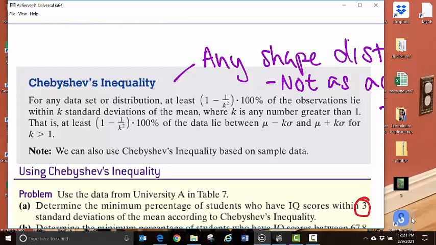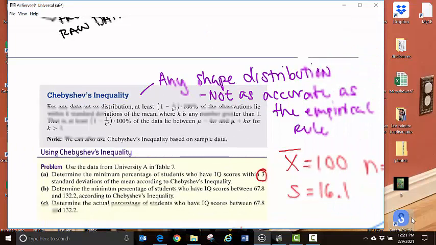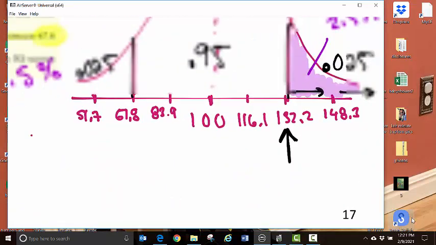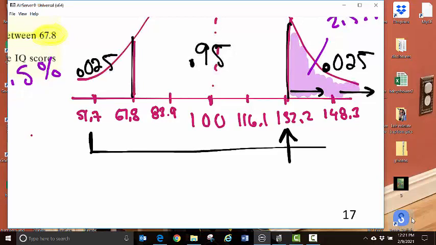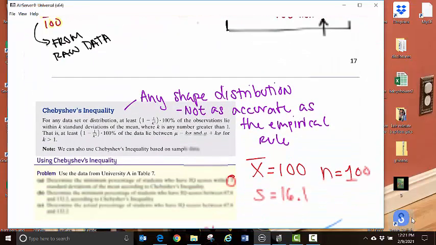Let's look at what it's saying. Okay, it says, determine the minimum percentage of students who have IQ scores within 3 standard deviations of the mean according to this inequality. Okay, to this Russian guy's inequality. And I have to look up how to pronounce his name again. If it was normal, we'd say at least 99.7% of the students fall between an IQ of 52 up to 148, 1, 2, 3 standard deviations on either side. But this guy's way of doing it is a little more conservative. So it says to do this.